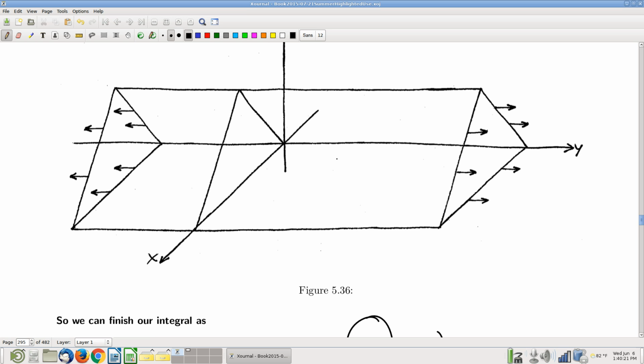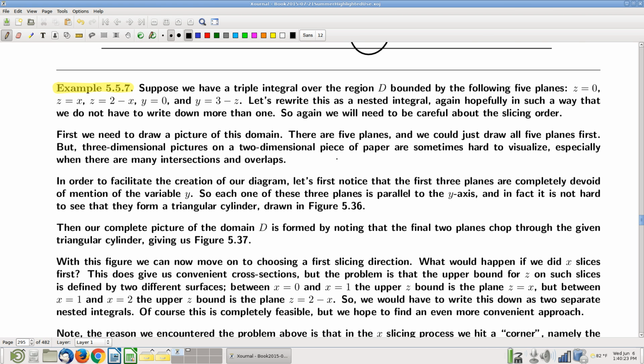Okay, last example I want to show you. Here it is. This is just another one mostly about how to make decisions about which order to slice. There's also some artistic observations to be made in this example.